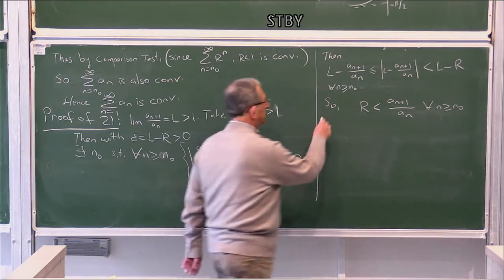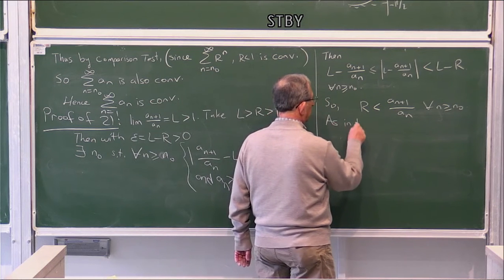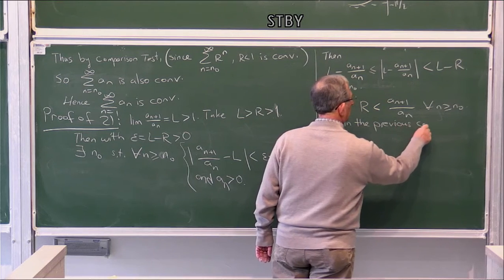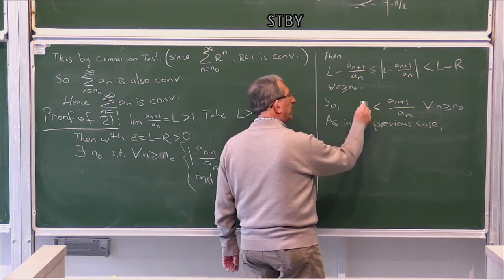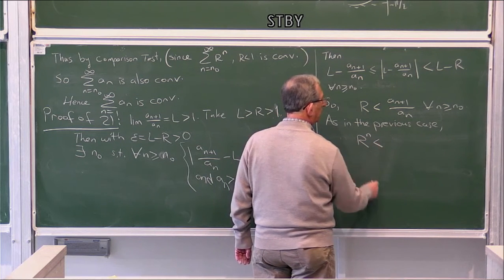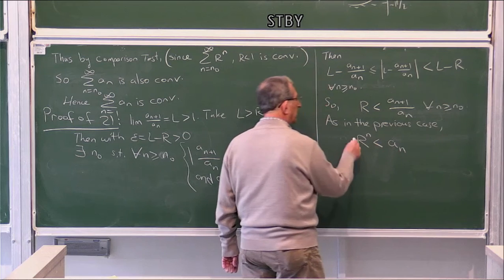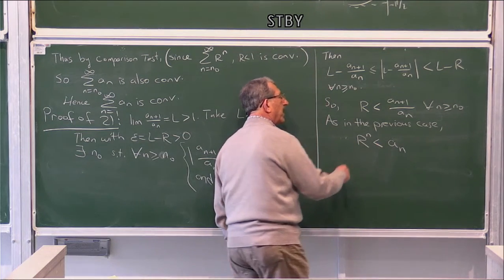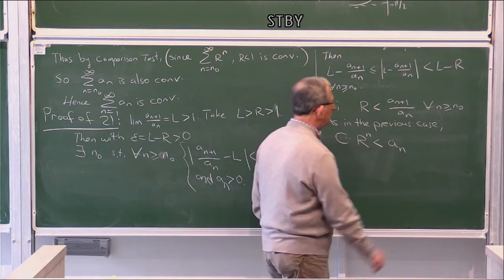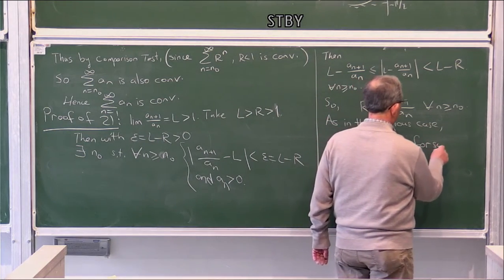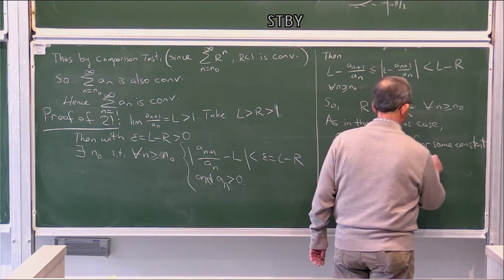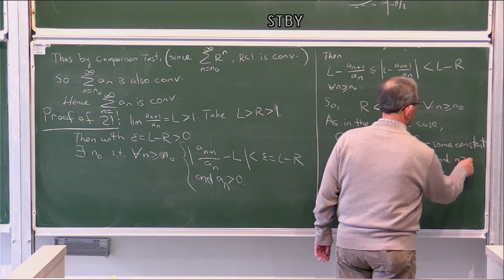As in the previous case, we have a multiple of r, smaller than a_n, but we have here a constant, for some constant C and n greater than N.